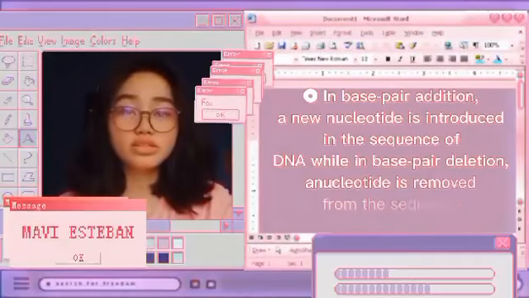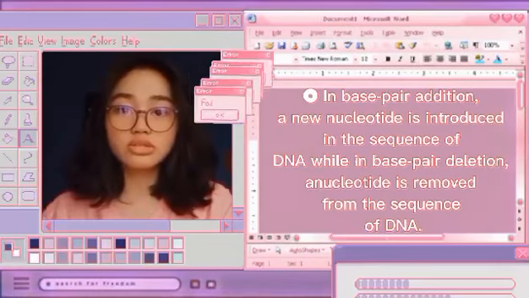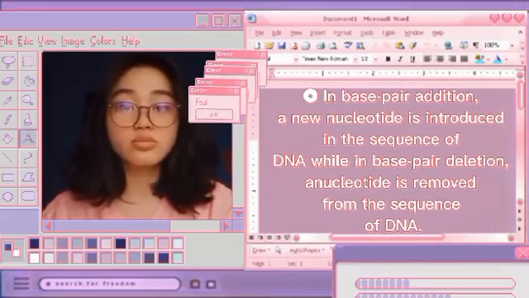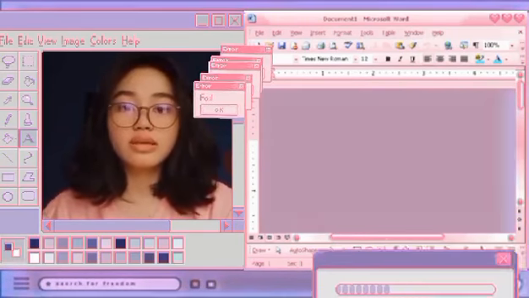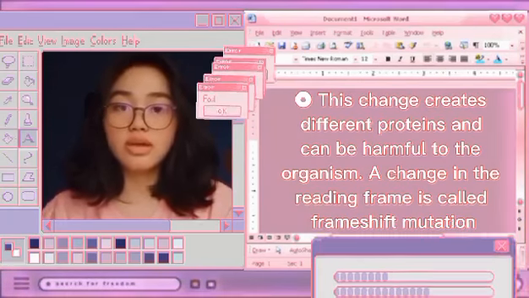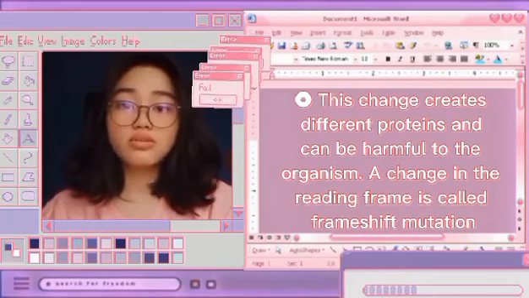In base pair addition, a new nucleotide is introduced in the sequence of DNA, while in base pair deletion, a nucleotide is removed from the sequence of DNA. This change creates different proteins and can be harmful to the organism. A change in the reading frame is called frameshift mutation.